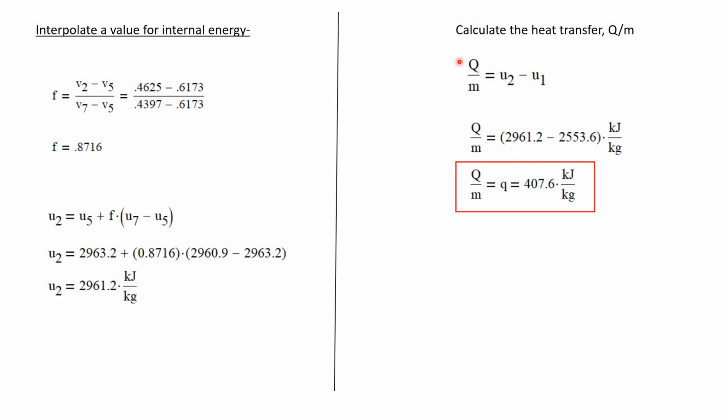Well, all that's left now is just to plug those values into our energy balance, and we have Q divided by m, or small q, but the heat transfer per unit mass is just the change in specific internal energy. And we calculated U2, and we looked up U1, and finally we get Q over m, or small q, is 407.6 kilojoules per kilogram.